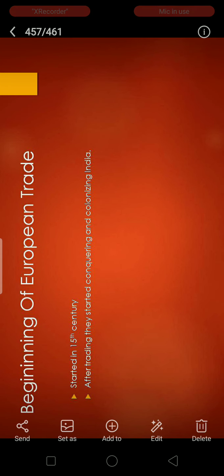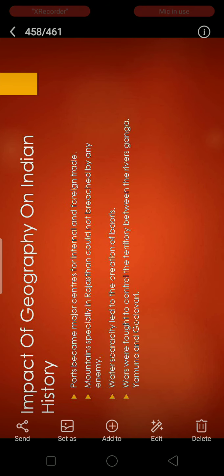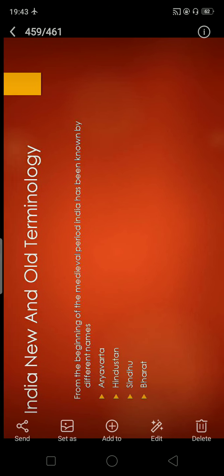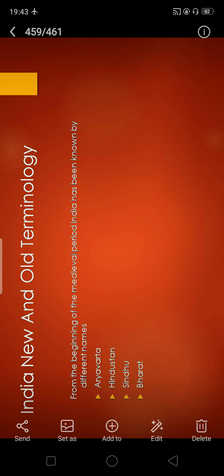After that, the Europeans came to India, followed by the English, the Dutch and the French, and they started the process of conquering and colonizing India in the mid 18th century. We have already studied about the impact of geography on Indian history. Now we are going to study about India and its new and old terminology.